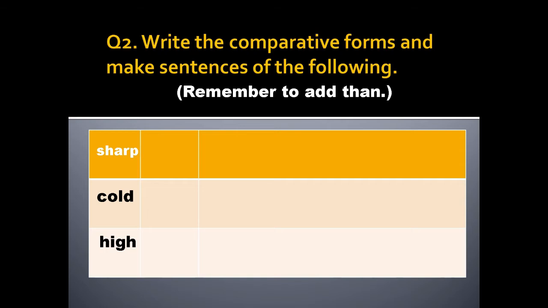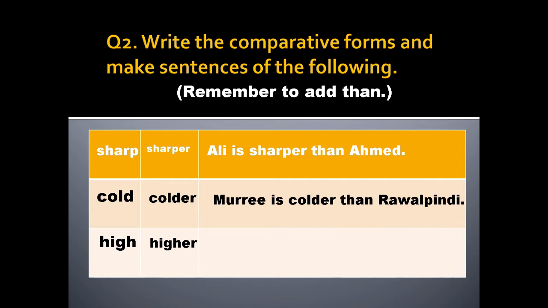So first we have to change these positive forms into comparative forms. Sharp, sharper, cold, colder, high, higher. Now we have to write the sentences of these comparative forms. See the first sentence of sharper. Ali is sharper than Ahmed. Cold, colder. Murree is colder than Rawalpindi. High, higher. So we have to make a sentence of higher. Mount Everest is higher than K2. So class, you have to do this question this way.